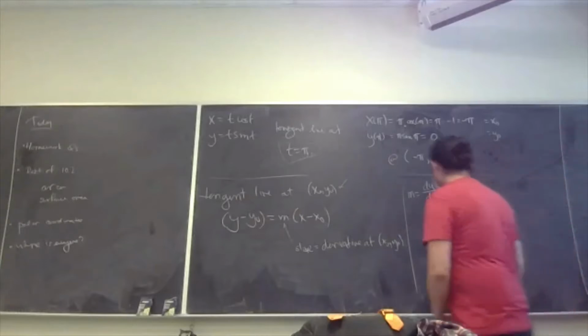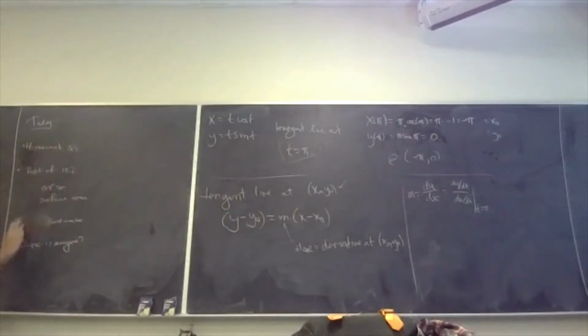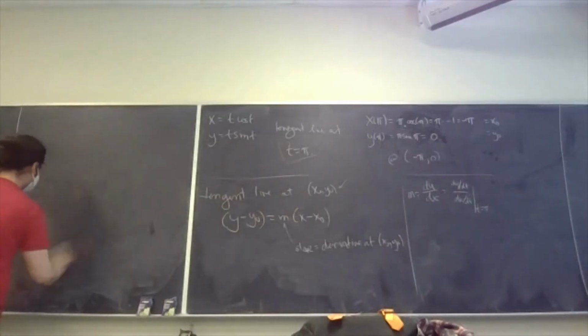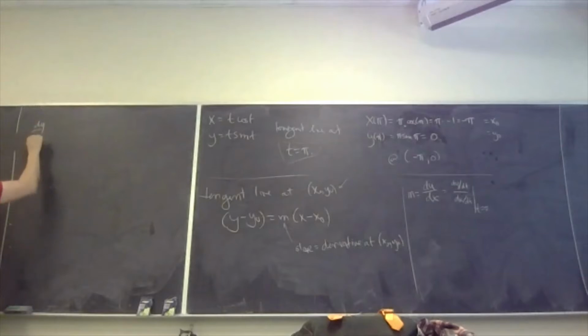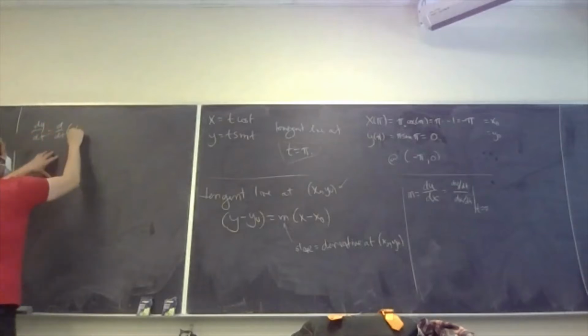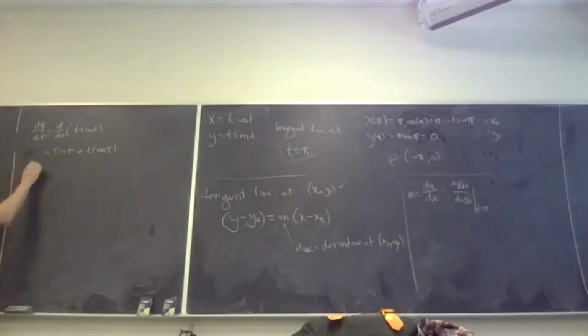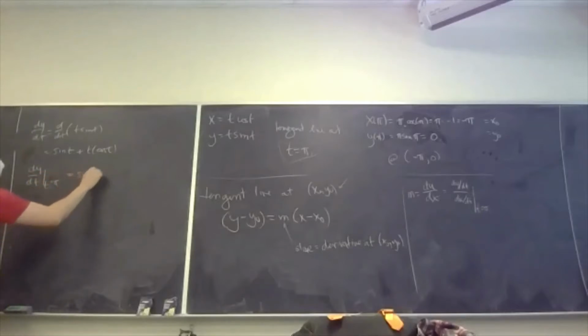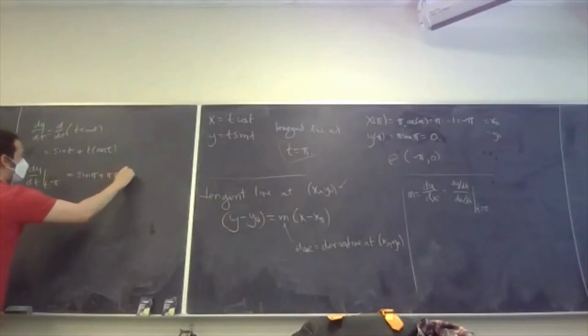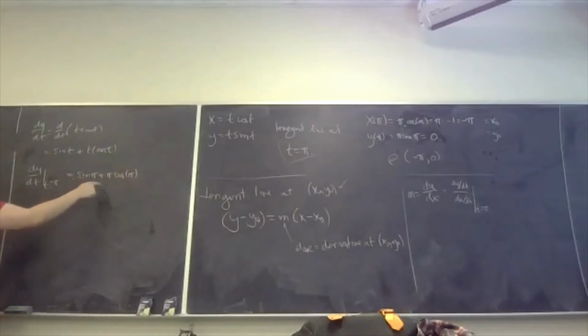So let's compute some product rules. All right, so dy/dt is d/dt of t sine t, which is the sine of t plus t times cosine of t. And if I take that and evaluate it at t equals pi, I get sine pi plus pi times cosine of pi. That's 0, that's pi, that's -1, so minus pi, I believe.